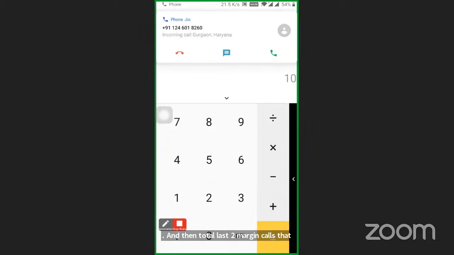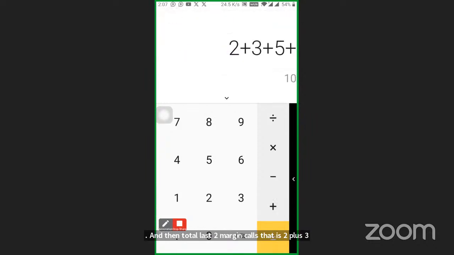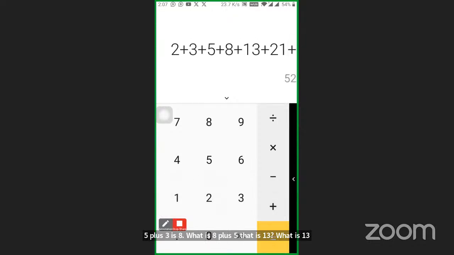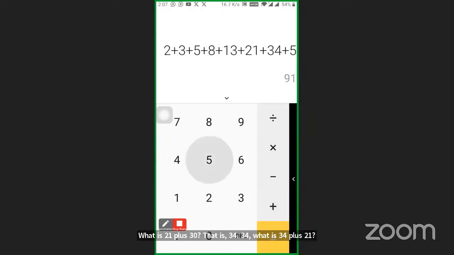The first call will be 2 times, then 3 here, and then the total of the last 2 margin calls. That is 2 plus 3 is 5, and 5 plus 3 is 8. What is 8 plus 5? That is 13. What is 13 plus 8? That is 21. What is 21 plus 13? That is 34. What is 34 plus 21? 34 plus 21 is 55.